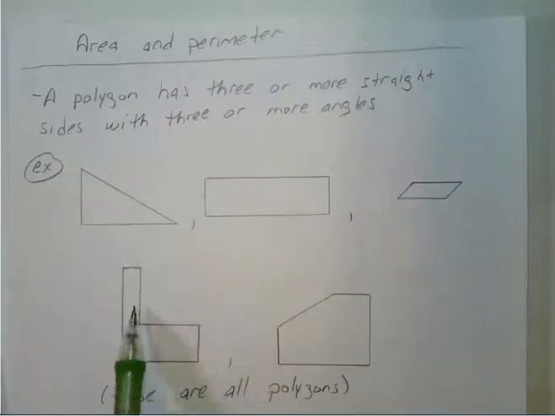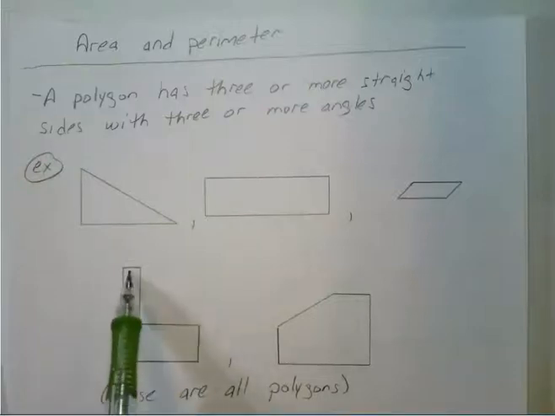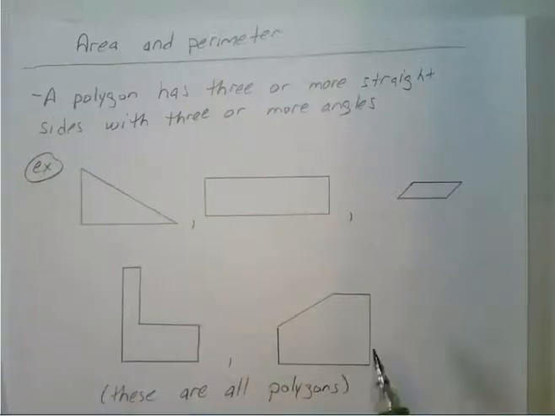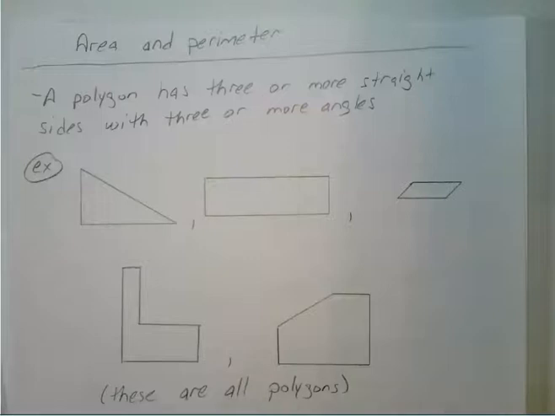You have 1, 2, 3, 4, 5, 6 sides. You have 1, 2, 3, 4, 5 angles. And this is an example of a polygon. You have 5 sides and 5 angles. Okay, these are all polygons.